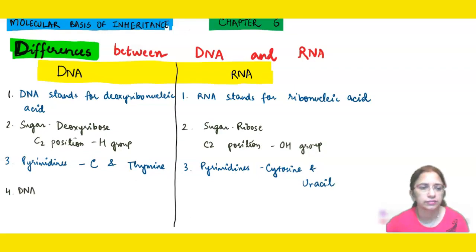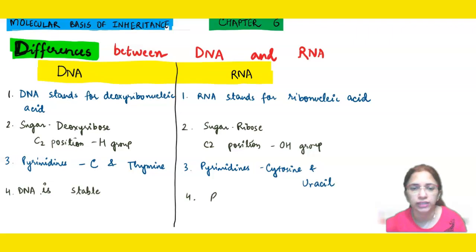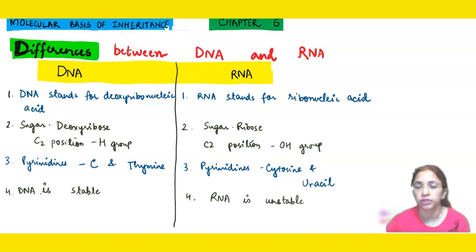DNA is stable, right? DNA is stable, whereas RNA is quite unstable. Now their stability is dependent upon the OH group or the absence of it. DNA doesn't have that, that's why DNA is stable, whereas RNA possesses the hydroxyl group, that's why it is unstable.